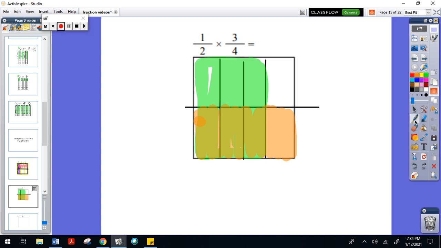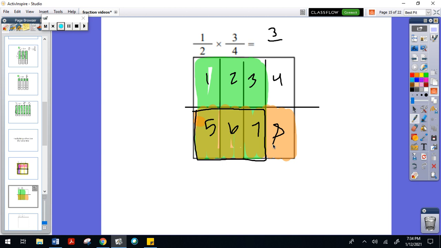The part that we see that overlaps is what you're focusing on. There are 3 pieces in the part that overlap. So 3. Our denominator represents however many pieces are there in the square. 1, 2, 3, 4, 5, 6, 7, 8. So 1/2 times 3/4 is equivalent to 3/8.